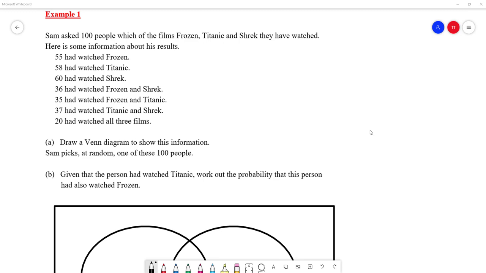In this video, we're going to look at Venn diagrams. So here we've got an example. Sam asked 100 people which of the films Frozen, Titanic and Shrek they watched. Here is some information about his results.